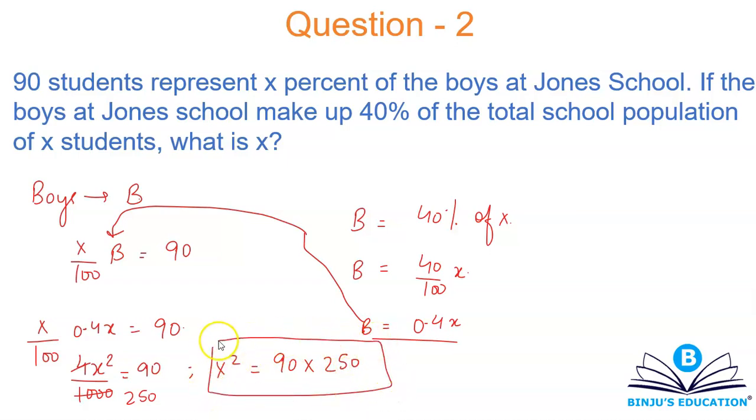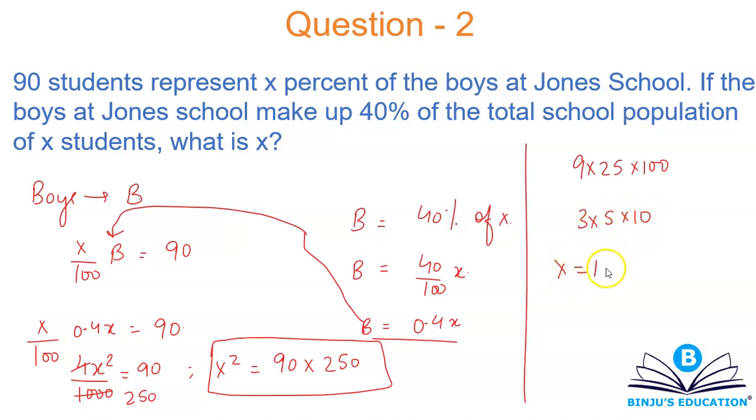Then you can take the square root on both sides. So I'm doing this calculation here. 90 into 250 is nothing but 9 into 25 into 100, right? Square root all the numbers. So that's 3 into 5 into 10. So 15 into 10. So X is simply equal to 150. That's your answer.